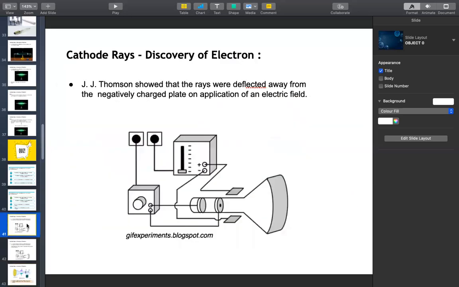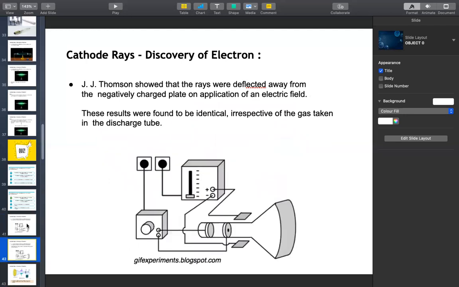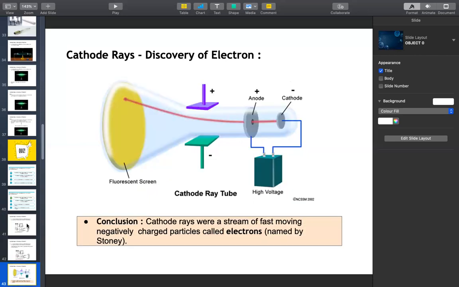So J.J. Thomson deflected the rays of particles using the electric field. These results were found to be identical for whatever gas was taken, and the rays were deflected towards one direction. So the conclusion: cathode rays were a stream of fast moving negatively charged particles called electrons. Understood?